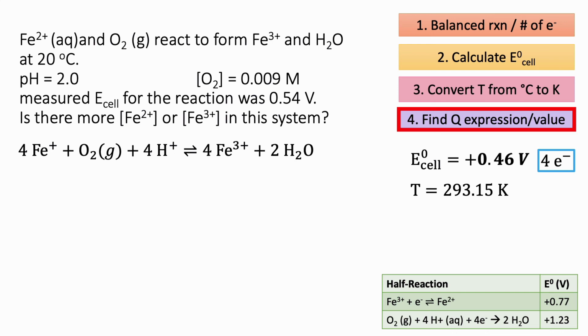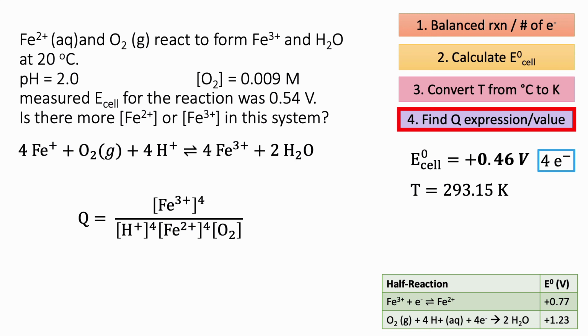Don't forget that you have to raise things to powers if they have a coefficient that is something other than 1. If you look at our products, we have iron 3 plus, 4 of those, and we have 2 waters, but water is a pure liquid. We don't include it in our mass action expression. So our Q is going to look like this. We have iron 3 plus raised to the 4th divided by H plus to the 4th times iron 2 plus to the 4th times oxygen. Whew, that's a lot more complicated than the Q we had before.